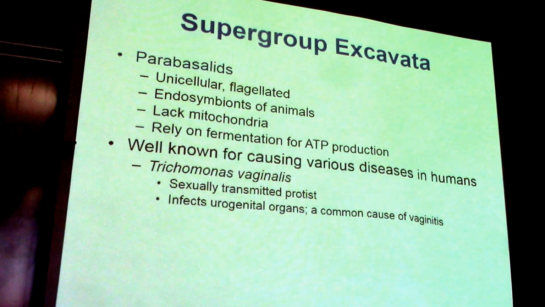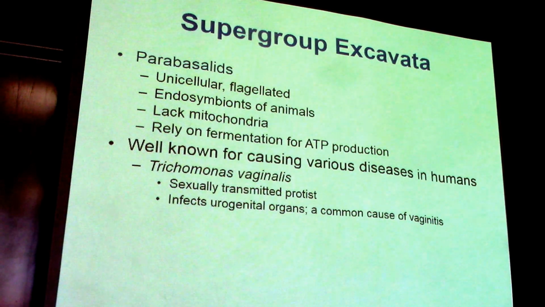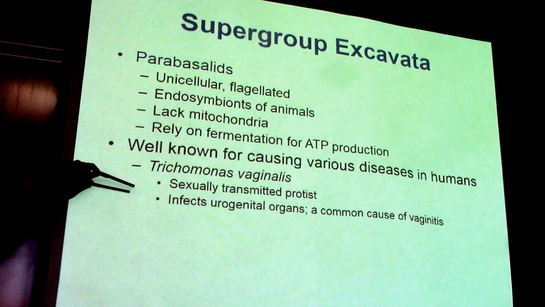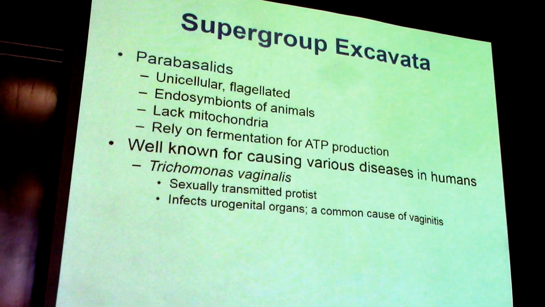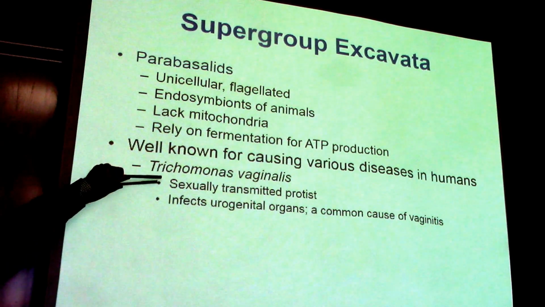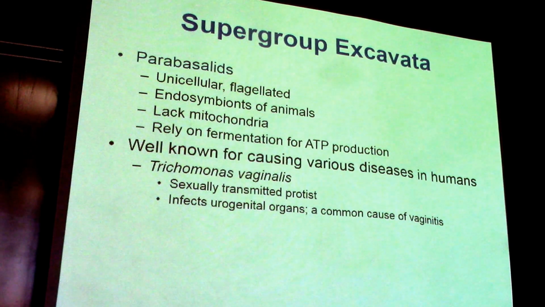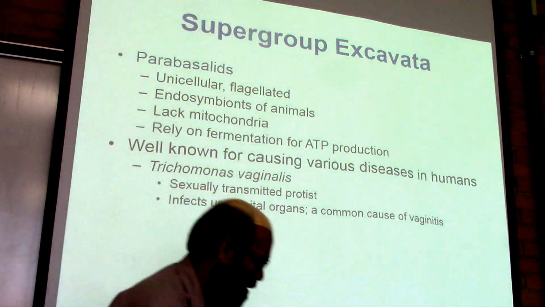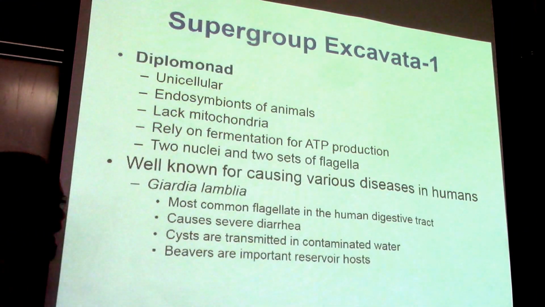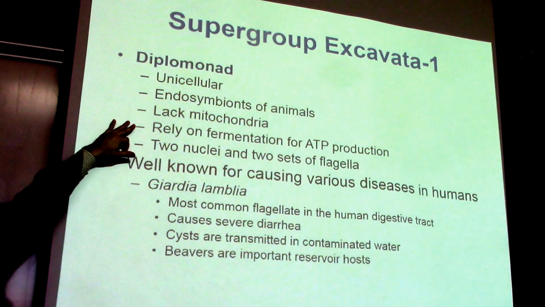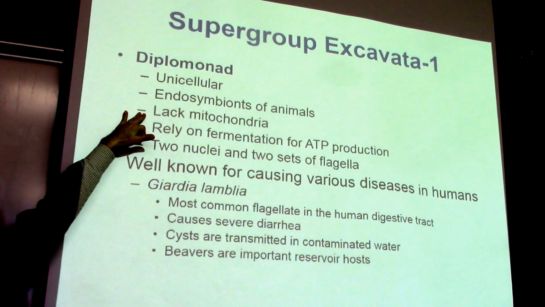Parabasalids are unicellular. They are endosymbionts. They do cause some diseases. Various diseases in humans are also caused by them. Trichomonas vaginalis is one, which is sexually transmitted, and causes vaginitis. Diplomonads are also unicellular, so those are all protozoans in nature. They are also symbionts. They live inside other organisms. They completely lack mitochondria.